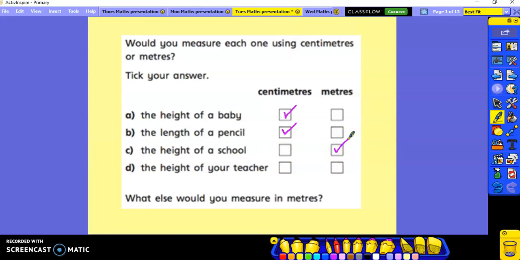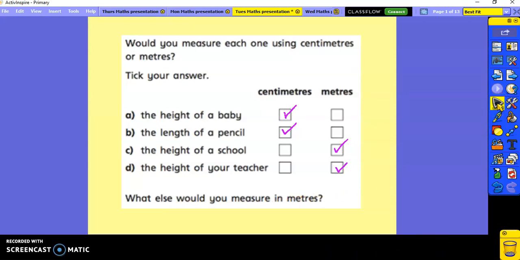And the height of your teacher. Now, you could measure this in centimetres, but it would be a number over 100. Or you could measure it in metres, and it would be 1 metre and a certain number of centimetres. So I would probably go with metres because both Mrs Halligan and I are over 1 metre tall. And then just a little one for you to have a think about yourself. What else would you measure in metres? So maybe you could come up with a list and write them down.